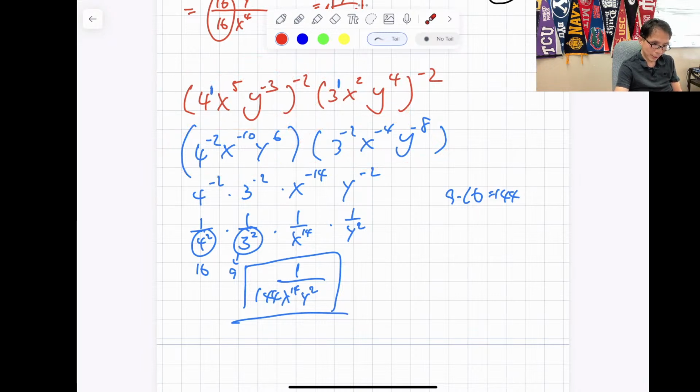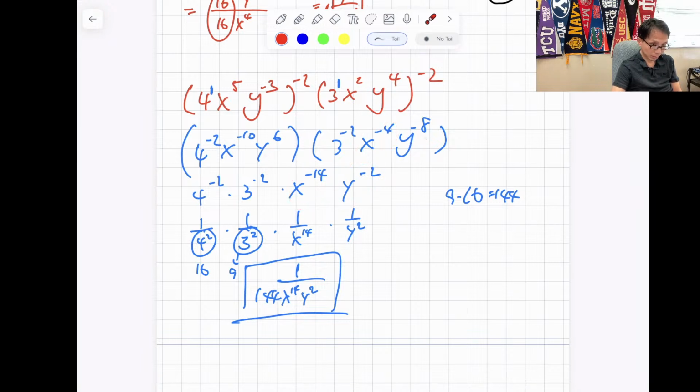Now, this part is going to be the product rule because those two things are times each other. So that's why x to the negative 10 times x to the negative 4 is x to the negative 14. y to the 6 and y to the negative 8 is y to the negative 2.